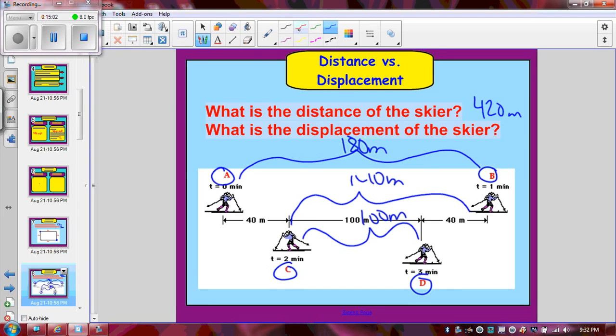Now, let's look simply at how much distance from the starting point. The starting point is right here at spot A, and the skier ends up at spot D. How far away is spot D from spot A? Well, 40 plus 100 is 140 meters. So the displacement was 140 meters. Let's look at one more example.